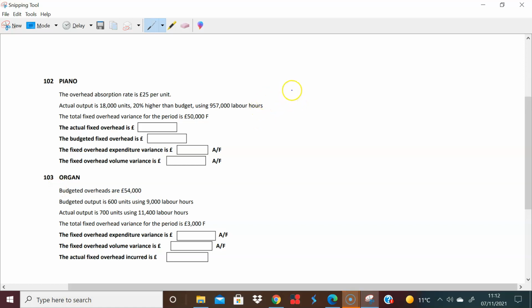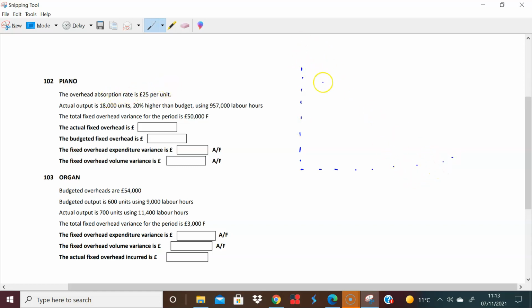Okay, let's do 102, just to see, because it looks a little bit different. So first of all, you're told that you are putting in £25 for every unit. That's what the overhead absorption rate means.